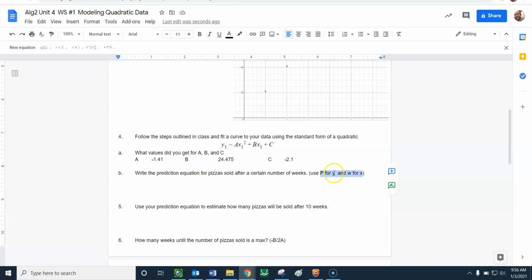But also this little thing. Instead of a Y, we're not selling yaks or yo-yos. I mean, what does Y represent? It represents the number of pizzas. So we'll use P instead of a Y, and we'll use a W instead of an X. W for weeks. That's the independent variable.